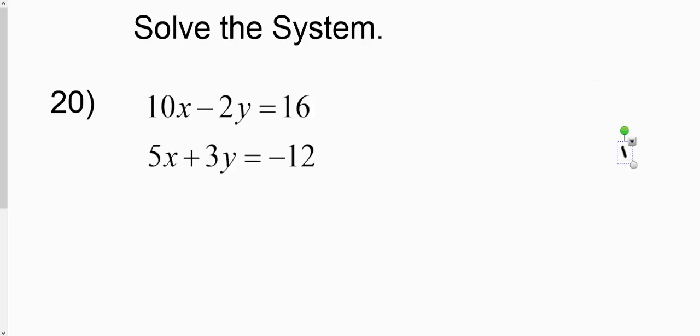Right, welcome back. If you are back, hopefully you want to learn more about solving systems. And this time, we're going to solve the system once again by looking to see if we can use either elimination or substitution.